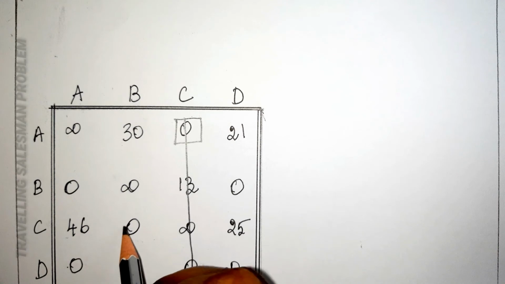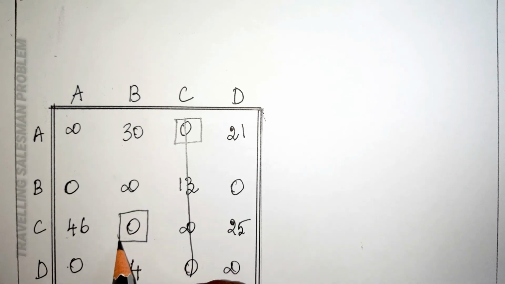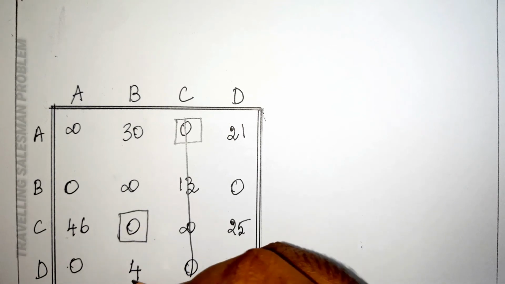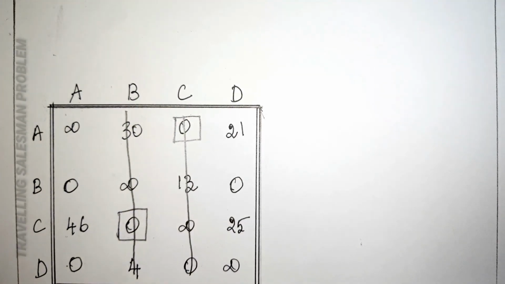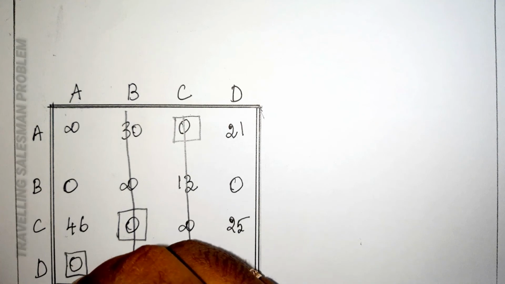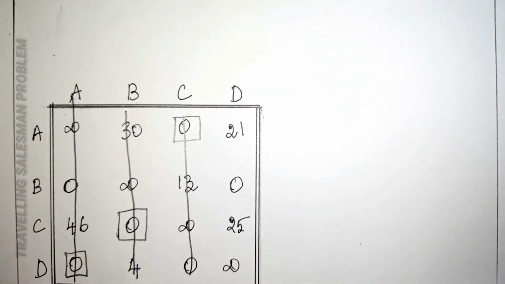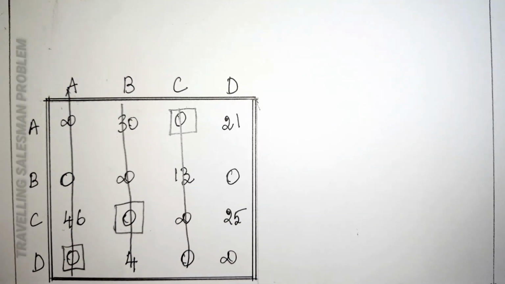In the third row, you have a single 0. So you put a square on it and you have to draw a vertical line passing through that 0. In the fourth row, you have a single 0. So you put a square on it and then you have to draw a vertical line passing through that 0. Now row scanning is over. After completing row scanning, you have to check whether all the zeros are covered or not.